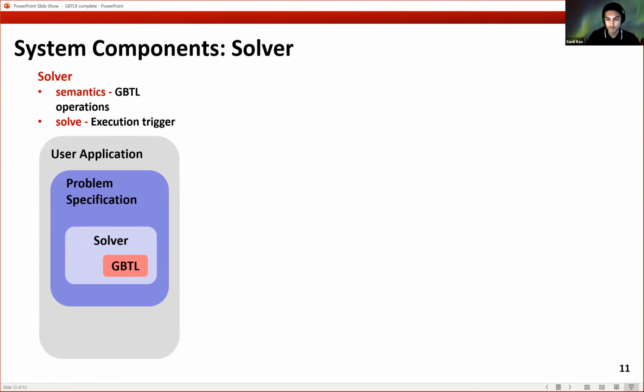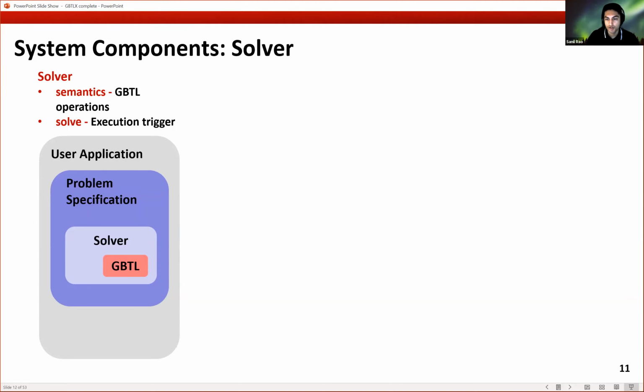The second component of the user application is this solver class, and it has two methods, semantics and solve. Semantics will hold the GBTL operations that are being performed on the problem, while the solve method will act as the execution trigger, either executing the code written in semantics or the generated code given to us by the Spiral system.